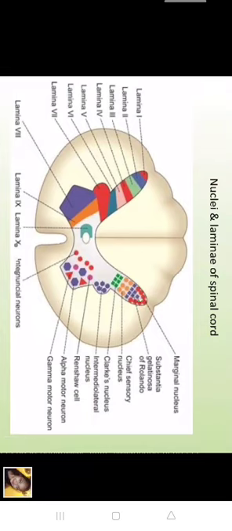marginal nucleus. Below the marginal nucleus is the substantia gelatinosa, gelatin-like substance. So, substantia gelatinosa of Rolando. Rolando is the scientist who discovered this. Below it is the chief sensory nucleus, and at the base of the posterior horn is the Clarke's nucleus.